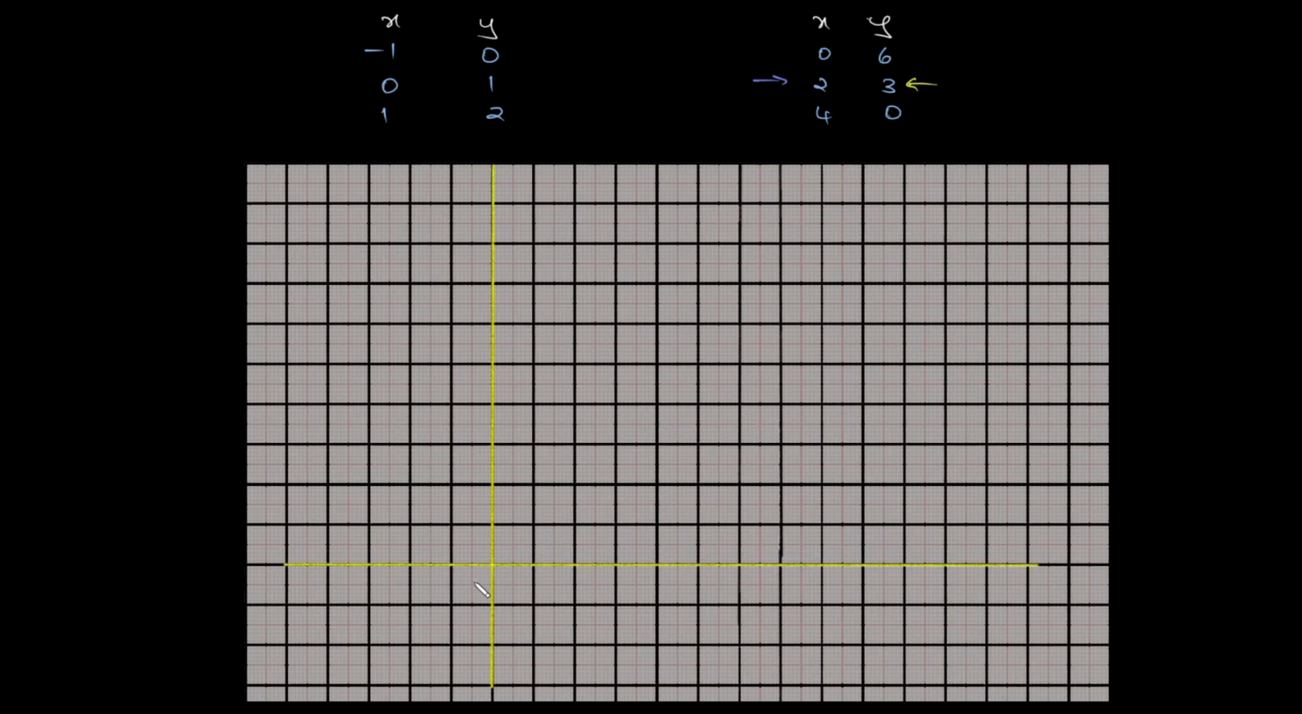Right? Then we need to mark the origin. Count 1, 2, 3, 4, 5, 6, 7, 8, and 1, 2, 3, 4, 5, 6, 7, and we need minus 1, minus 2. Yeah, I think this is good enough. So now let's mark the points. We have minus 1 and 0, I'm talking about the first equation, 0 and 1, 1 and 2. So we need to draw the line.